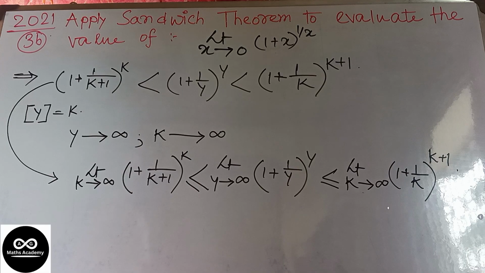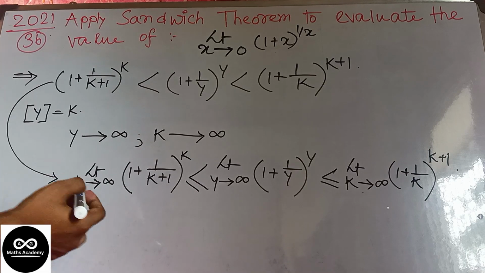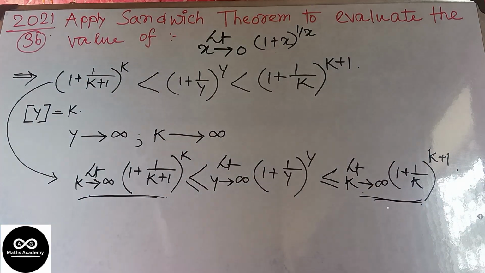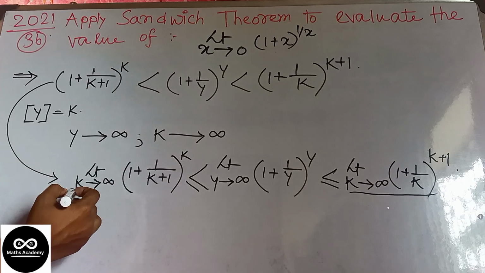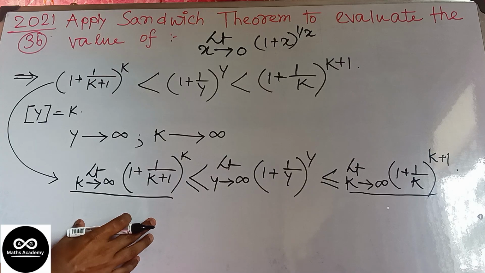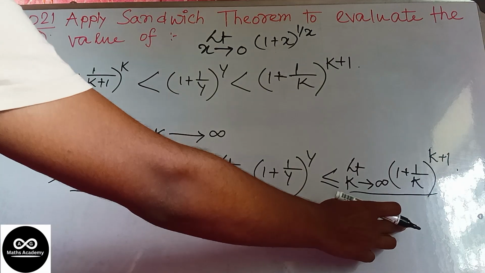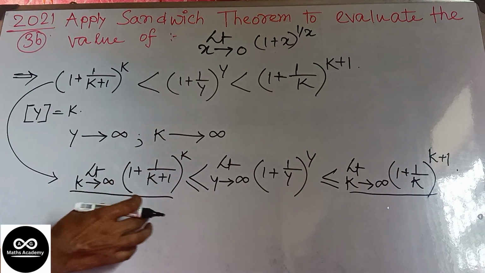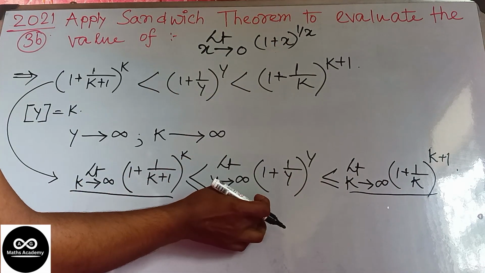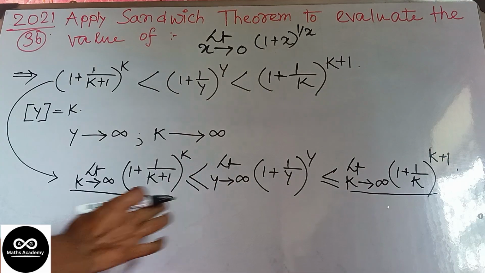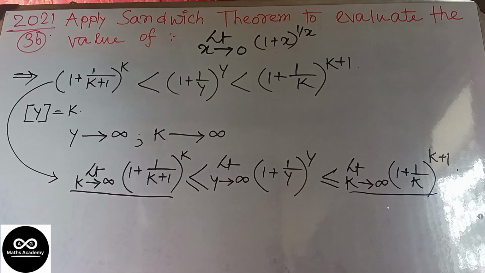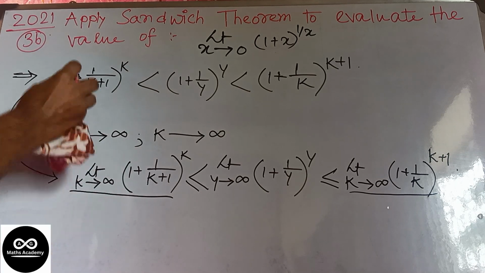So now to apply the Sandwich theorem, we're going to evaluate this limit and this limit. If we get that these two limits are equal, then by the Sandwich theorem you can say that the middle one will also be equal to these two limits. So first we need to evaluate this.